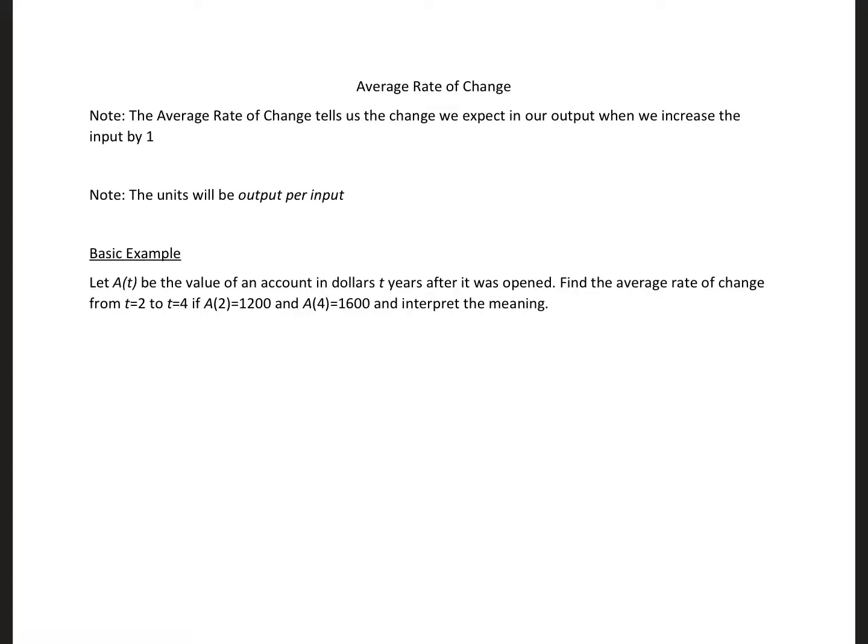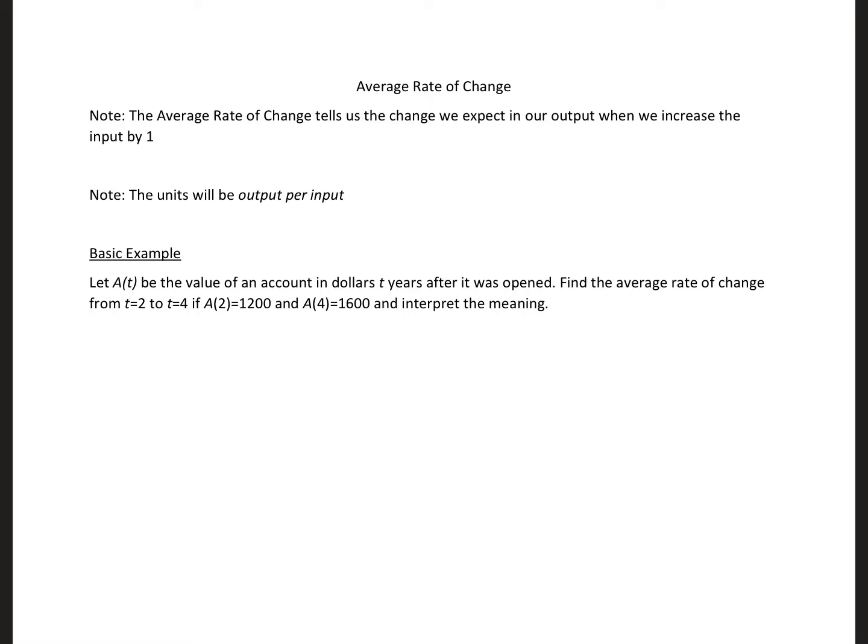In this video, we're going to discuss what the average rate of change tells us about a specific function. There are two important things to keep in mind when you do these interpretations. The first is that the average rate of change will tell us the change in our output that we expect when we increase the input by 1. The units of an average rate of change for a function will always be the output per input, or specifically per one input.